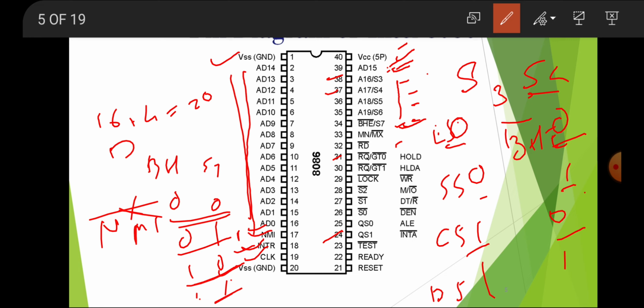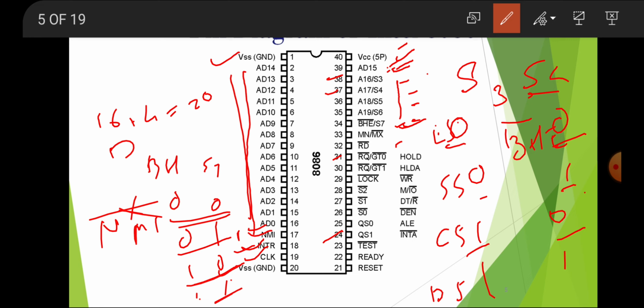So what do min and max mean? When you are using the microprocessor in minimum mode, that bit should be 1, because MN does not have the bar. And when you are using this processor in maximum mode, then MX, or this bit, is set to 0, because MX has the bar. I hope you understand. For minimum mode the bit is 1, and for maximum mode the bit is 0.